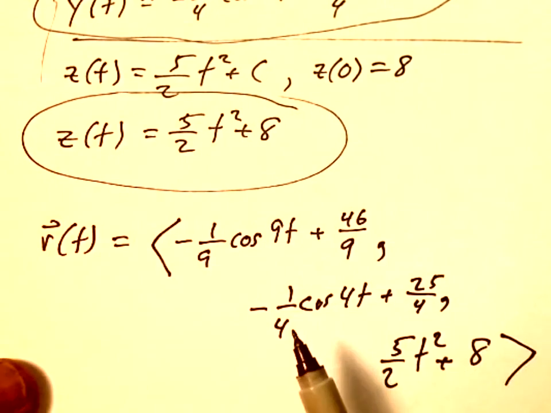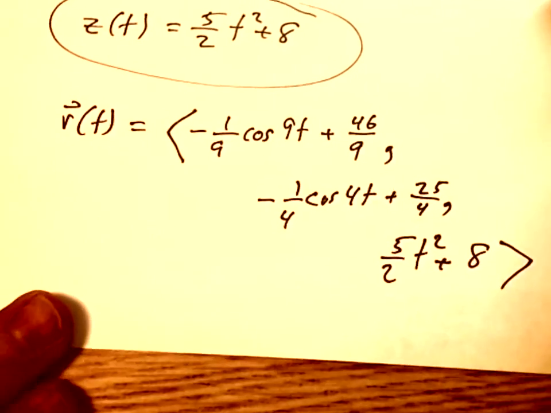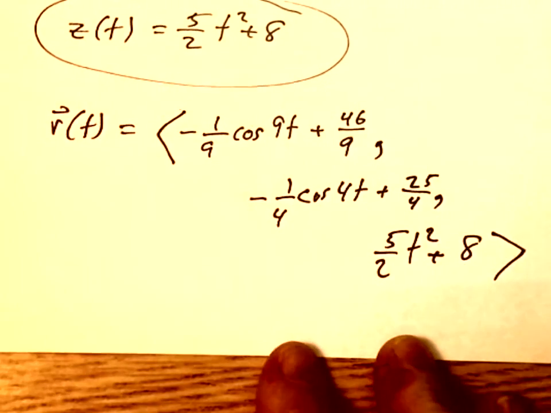And then I can check this. I can take the derivative here and see what I get. And also I can verify that r of 0 is this 5, 6, 8.